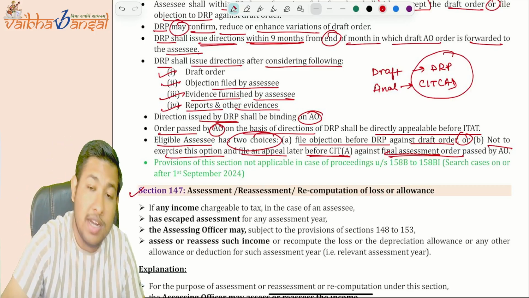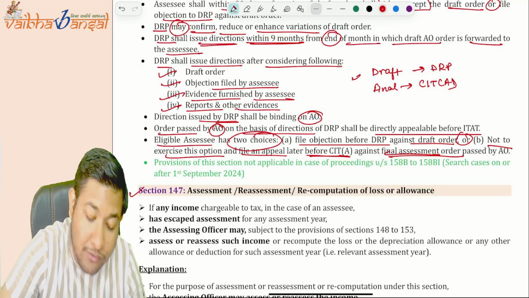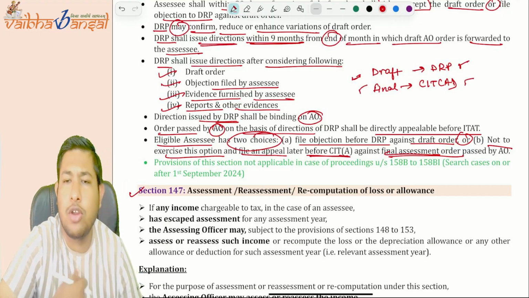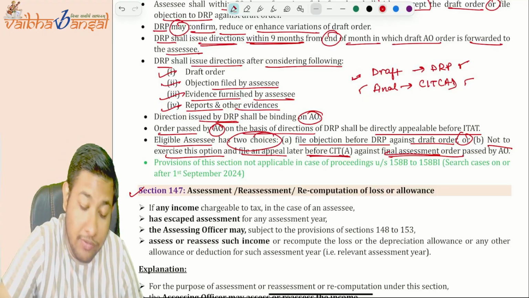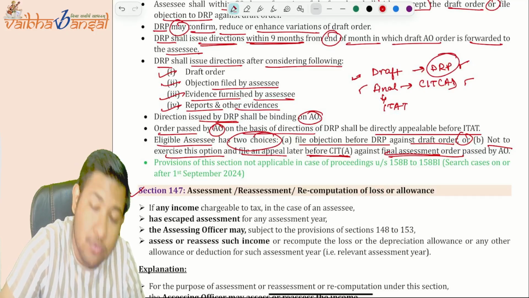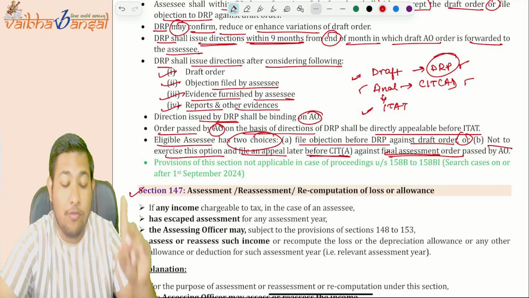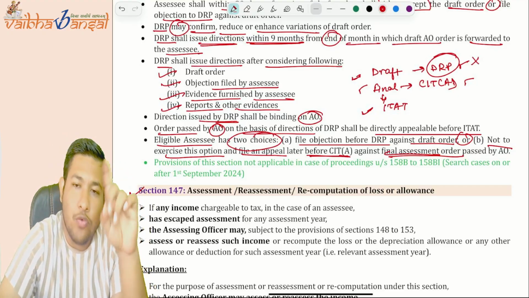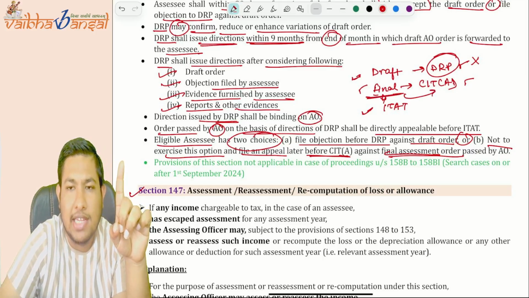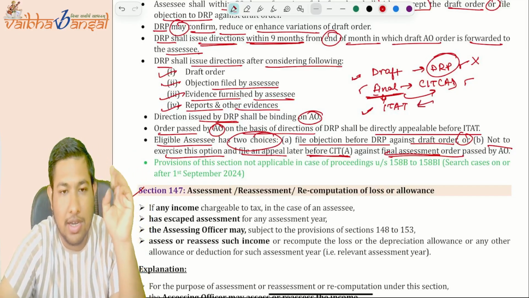You cannot go like this: based on the draft order, you go to the DRP, and when the final order comes, you go to the CIT appeals. No. If you have gone to the DRP first, then when the final order comes you can appeal to the ITAT. If you are not going to the DRP first, then the process is that the final order is first appealed in the CIT appeals, and then you go to the ITAT. Understood or not? This is clear to you.